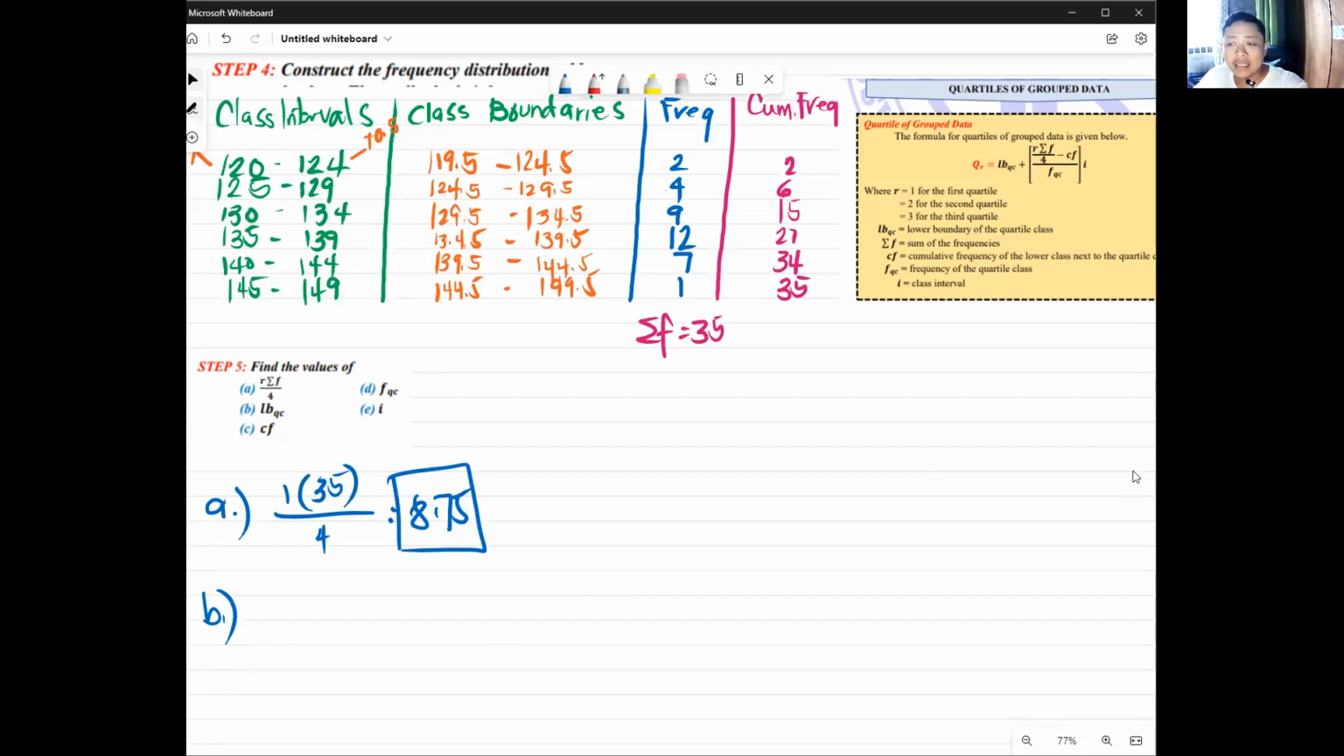When we say quartile class, this is actually the class interval wherein we will have our quartile class. What do you think? Where do you think will we get this? Okay, already na? Since what we solved in letter A is 8.75, the class interval that includes 8.75 is the class interval. Saan palagay ninyo makikita yon?